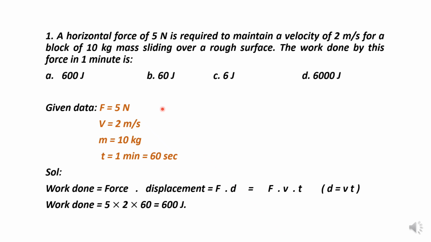So we know the work done formula, which is equal to force into displacement. And here the displacement is the distance, which we know that s is equal to vt. So here we will replace the displacement by vt. Now we will put the data here. So the force is 5 Newton, while the velocity of the block is 2 meter per second and the time is 60 seconds. After simplification, we will get the work, which is 600 joule.